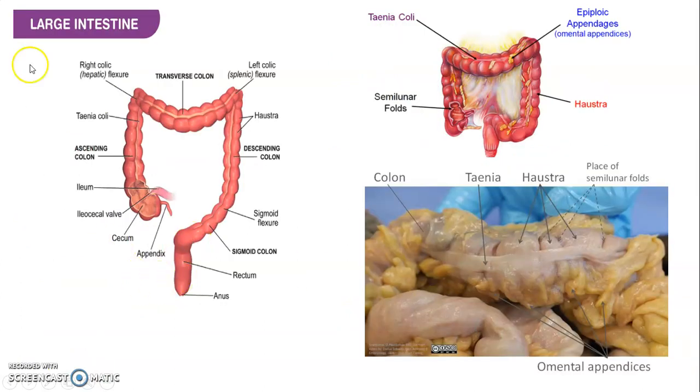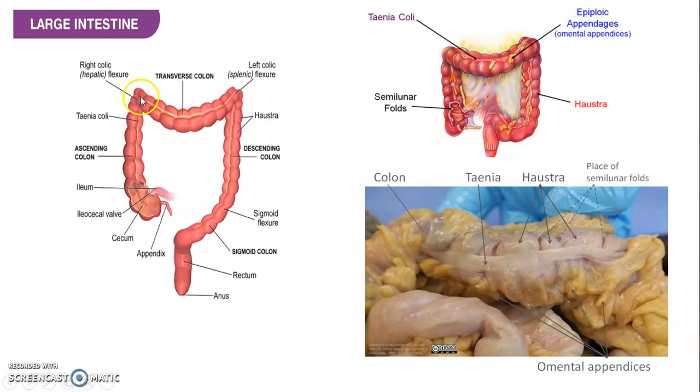So this image just shows you the cecum, the ascending colon, transverse colon, descending colon, sigmoid, rectum, and anal canal. And these are the haustrations here. And these longitudinal smooth muscle fibers, these are the tinea. Okay? Appreciate the haustra. Look at the omental appendices. Omental appendices are also called epiploic appendages. Look at the tinea coli here.